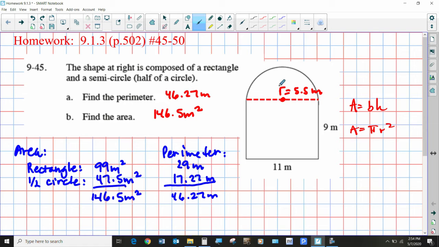So then add those together. Here you've got the half circle area plus the rectangle area. The total area has got to be 146.5 meters squared.